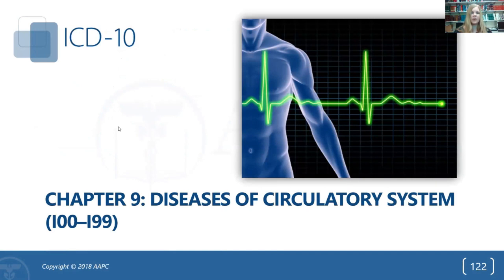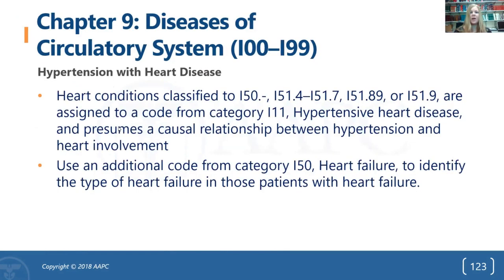In Chapter 9, we have diseases of the circulatory system, categories I00 through I99. If you were around for ICD-9, you may remember we used to have a hypertension table, but there's no longer one in ICD-10. However, there are several guidelines that go around hypertension coding. The guidelines for hypertension: the classification presumes a causal relationship between hypertension and heart disease, and hypertension and kidney involvement.